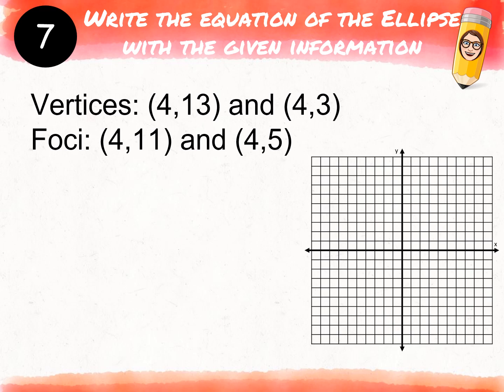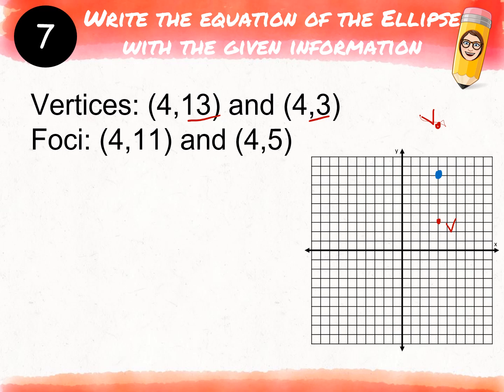This time it's a little different. We're given the vertices and the foci. Let's start with a little picture, okay? 4, 13. That's a vertex. And 4, 3. Vertex. Hey, you know what we can find right away? We can find the middle. 13 to 3 is a distance of 10. Cut that in half. I have a value of 5. 1, 2, 3, 4, 5. A length of 5 is the middle, okay?